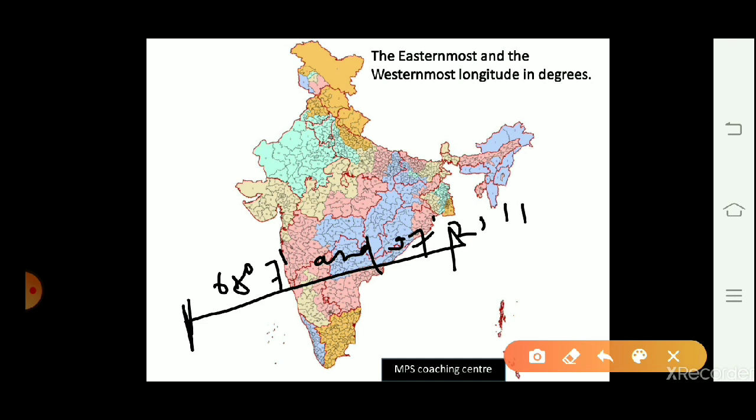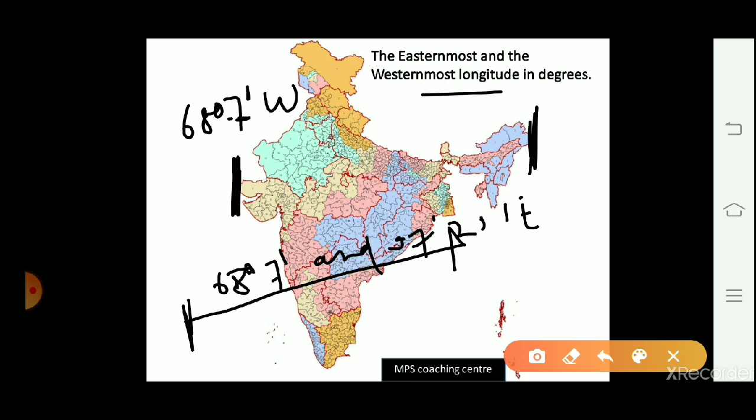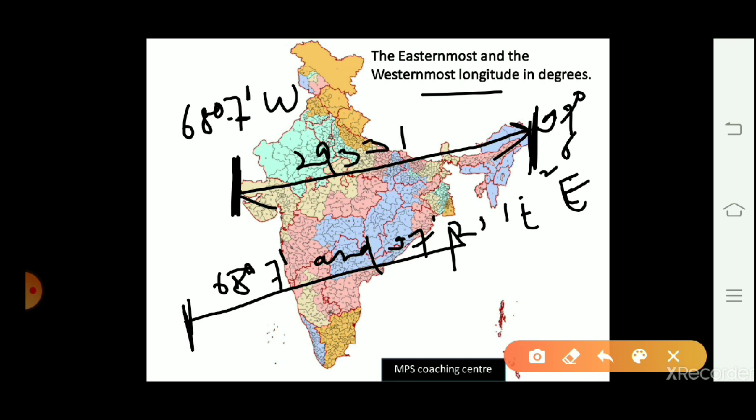degree 25 minute east. From this we have to represent while making a straight line on the westernmost edge of India, 68 degree 7 minute east as a westernmost longitude, whereas 97 degree 25 minute east as a easternmost longitude of India in degrees. And the area from west to east in kilometers, that is 2933 kilometer.